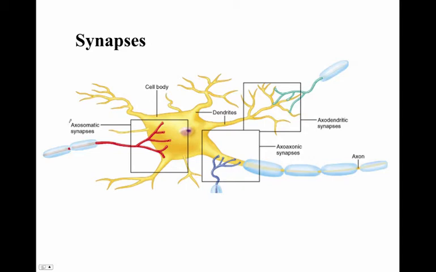We have axosomatic synapses. Axo with the axon to the soma, the body. We're coming from some other axon into the body of a neuron. Then we have these axoaxonic, which would just say we're coming from one axon and going directly into another axon. And then we have axodendritic, where we have axons coming in and communicating with dendrites.